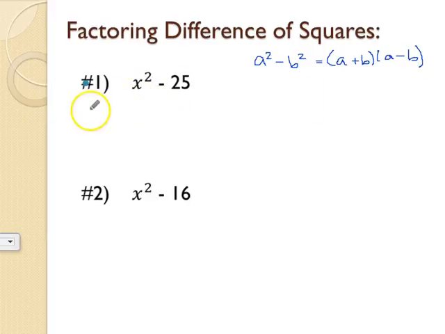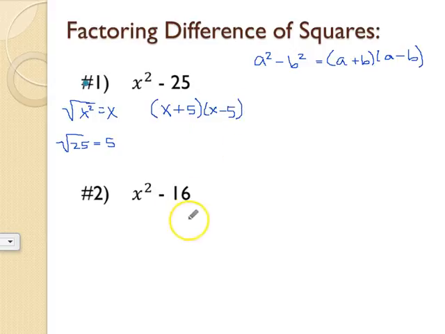So what is the square root of x squared? That would give us x. What is the square root of 25? It is 5. So now, to factor the difference of these two squares, we're just going to take x plus 5 and x minus 5. And we're done. That's it.